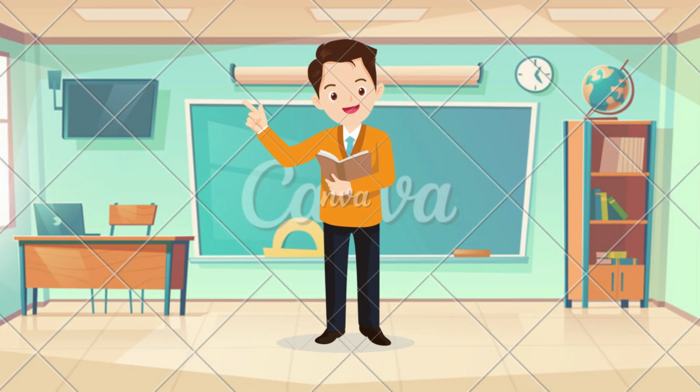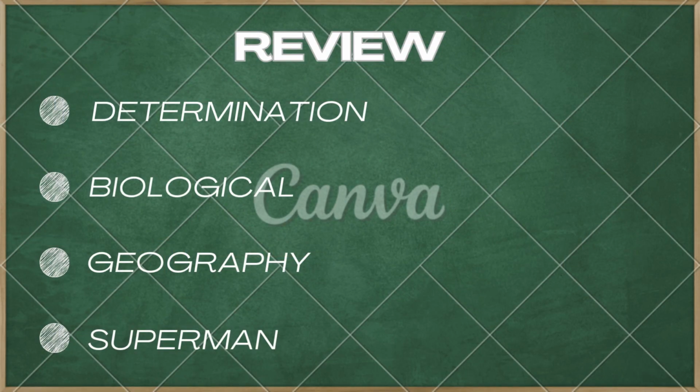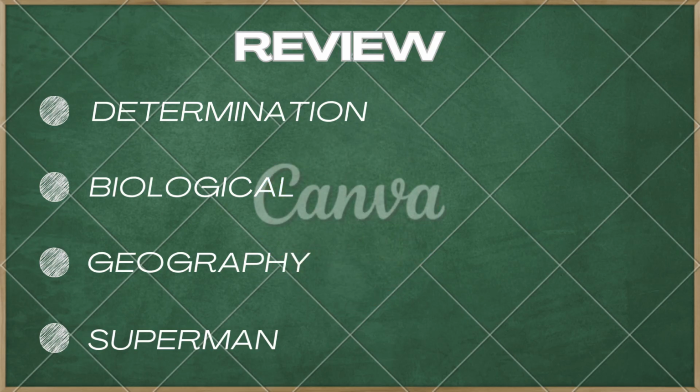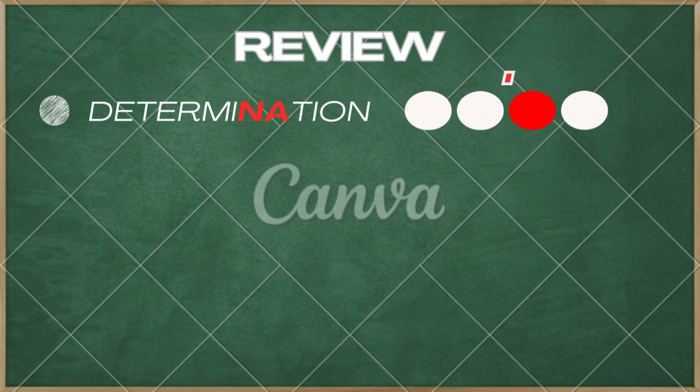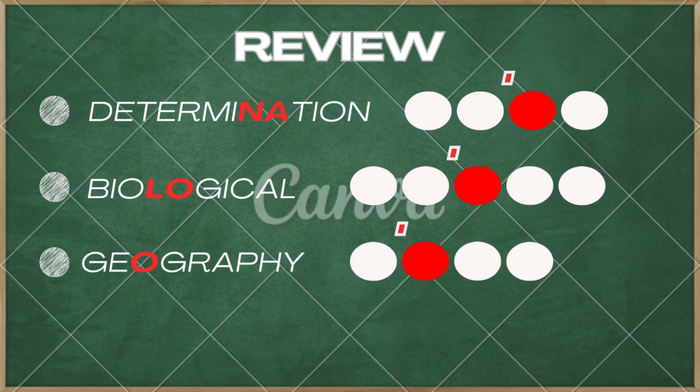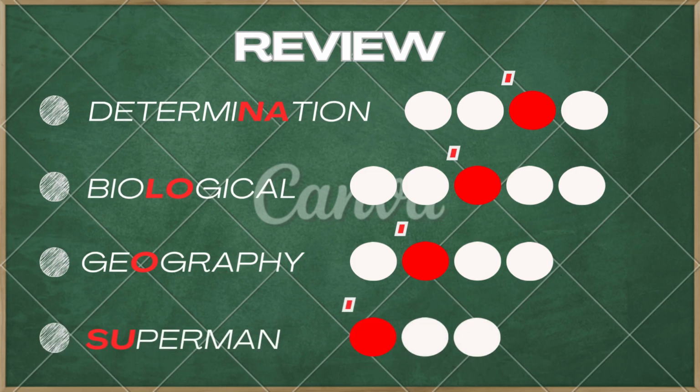Alright, before we end this lesson, let's do some practice by pronouncing the complex stress word patterns correctly together as a quick review for today's lesson. You can pause the video and pronounce it. So, let's take a look at them one by one. Determination, biological, geography, Superman.